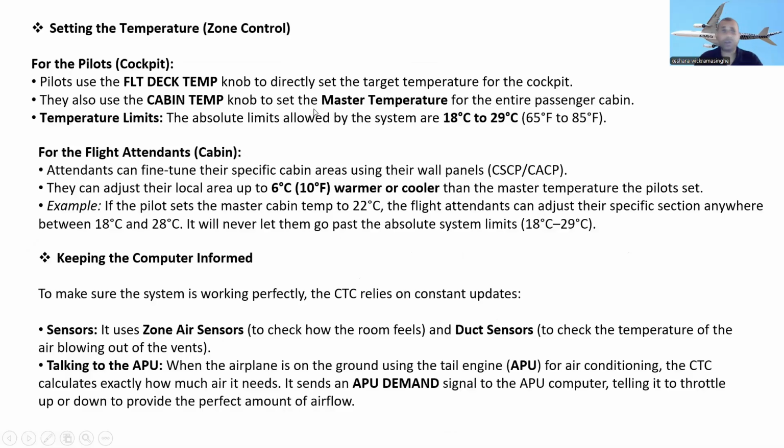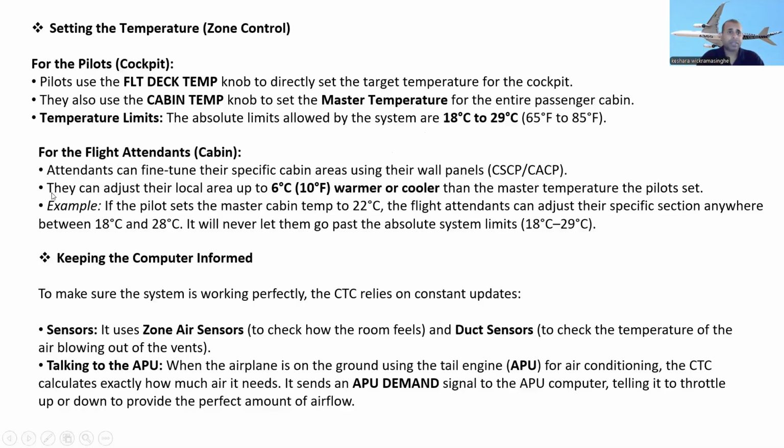For the pilot's cockpit, pilots use the flight deck temperature knob to directly set the target temperature of the cockpit, and they also use the cabin temperature knob to set the master temperature for the entire passenger cabin. Temperature limits: the absolute limits allowed by the system are 18 Celsius to 29 Celsius. For the flight attendants, they can fine tune their specific cabin areas using their wall panels.